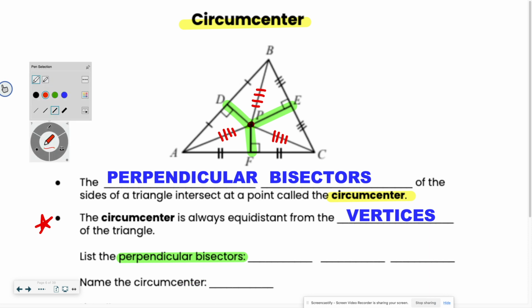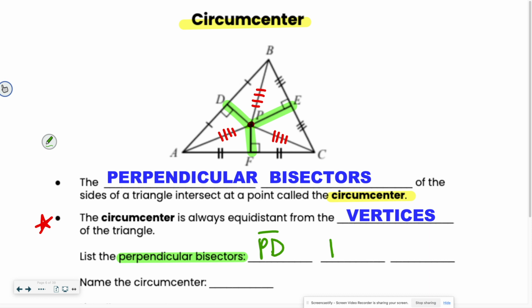So let's list those out. It might be helpful for you to mark up this picture on the left side of your notes. Maybe go grab a marker from the bin if you want, or a highlighter. I think that's all very helpful. So if we go around here, we did PD, PE, and PF. And it should make sense that you're going through point P, right? Because that's where they're all intersecting. That's the circumcenter, which is our next question here. What is the circumcenter? It's point P.